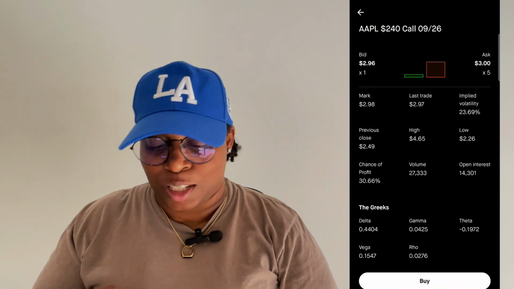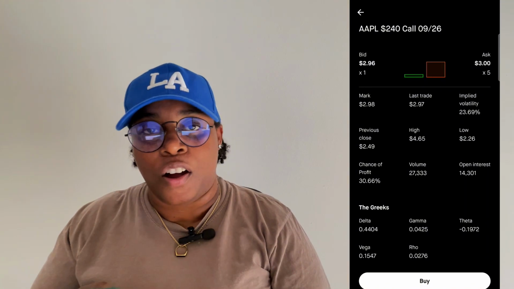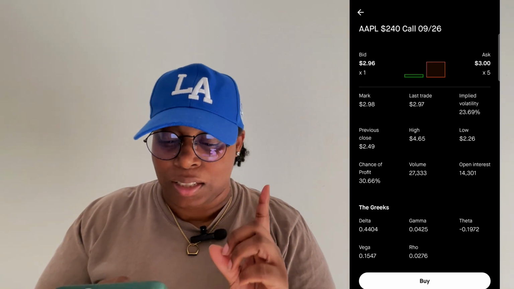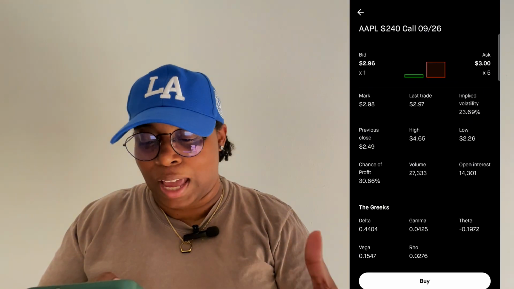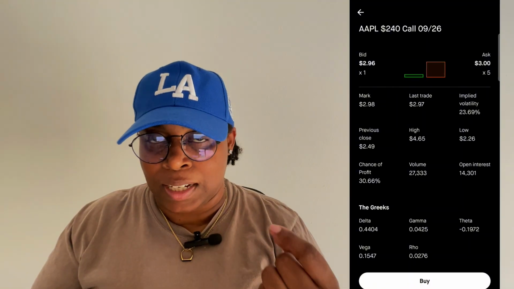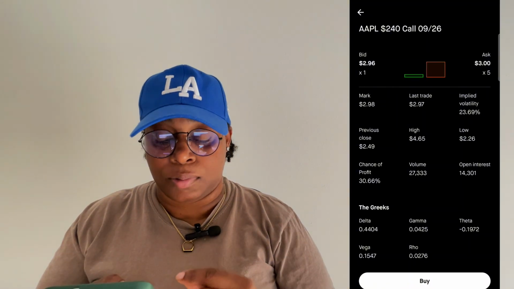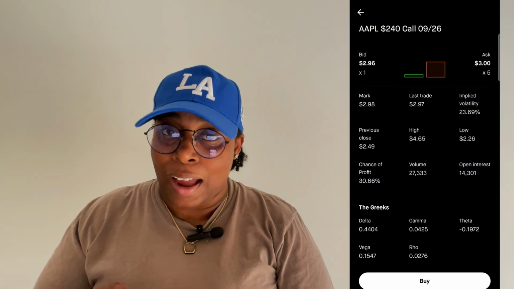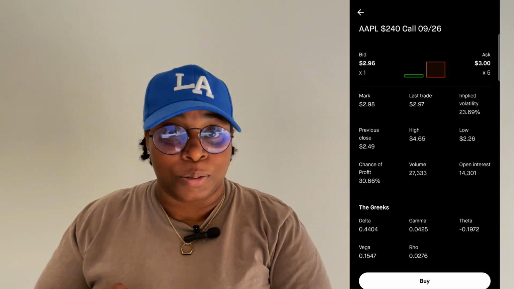Now let's look at this next row. We have chance of profit, volume, and open interest. Now the chance of profit is just letting you know, hey, this is the probability that you could see some profit in this particular strike. Okay, it's accurate here, but it could do whatever.